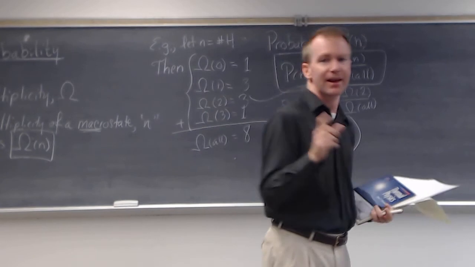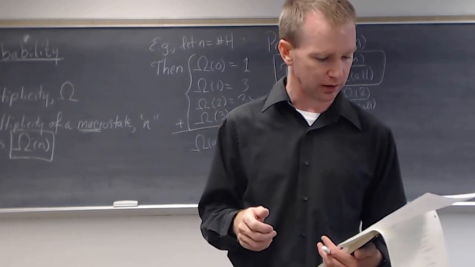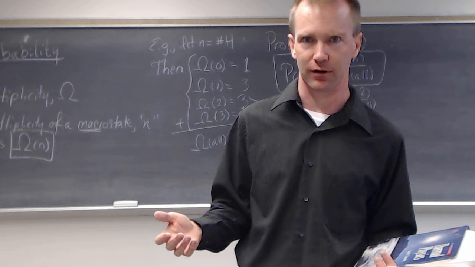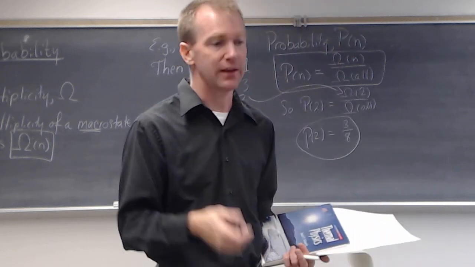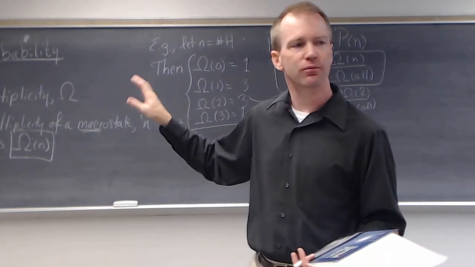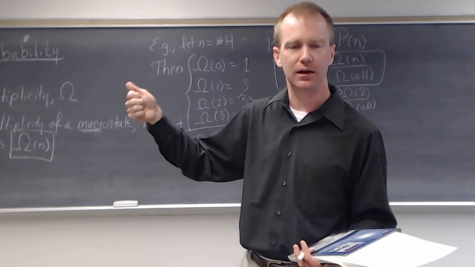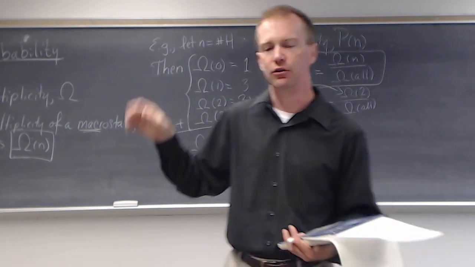Okay, next, though, it's a matter of coming up with a general formula. If we have a two-state system, we can calculate these multiplicities from theory. We don't have to go and actually get out a penny, a nickel, and a dime and do it. We can do it from theory.